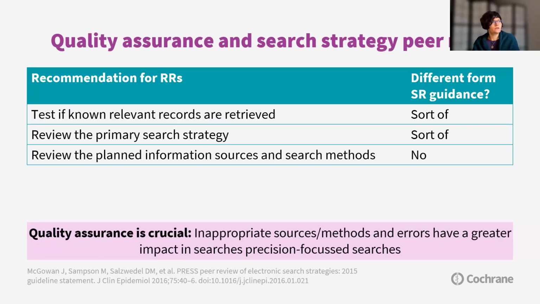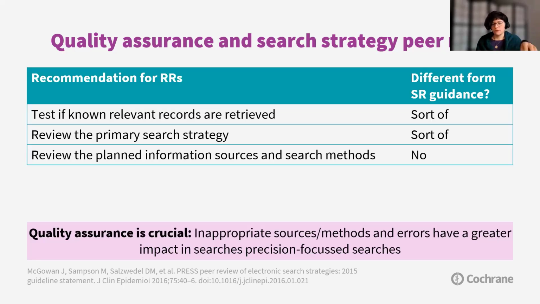And the next area of recommendations, which is closely related to the search strategies, is quality assurance and peer review of search strategies. So these are also things that are recommended for systematic searches in general.